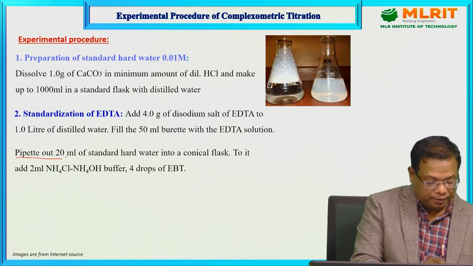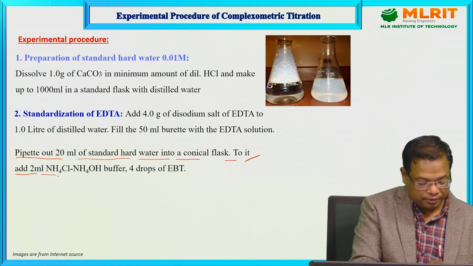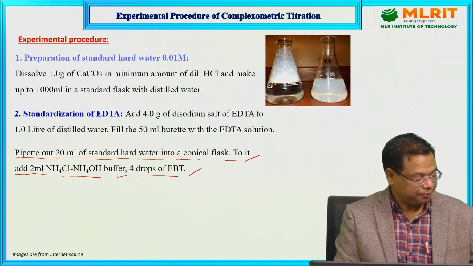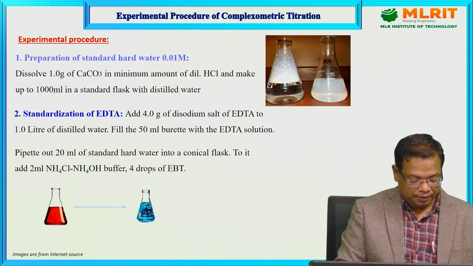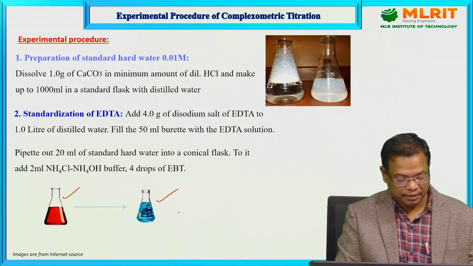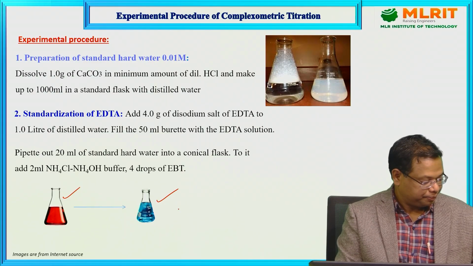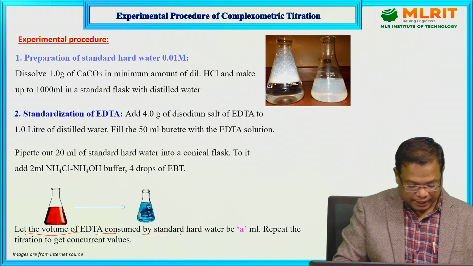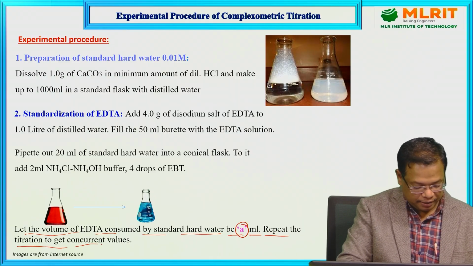Pipette out 20 ml of standard hard water into a conical flask. To it, add 2 ml of ammoniacal buffer and 4 drops of EBT indicator. As we discussed earlier, wine red to steel blue color will be formed at the final end point of the reaction. Let the volume of the EDTA consumed by standard hard water be A ml. Repeat the titration to get concurrent values.